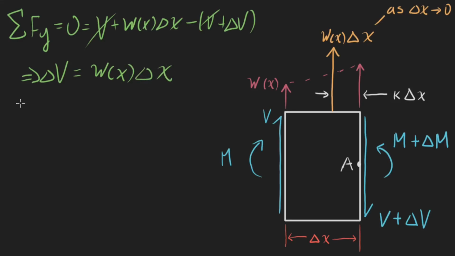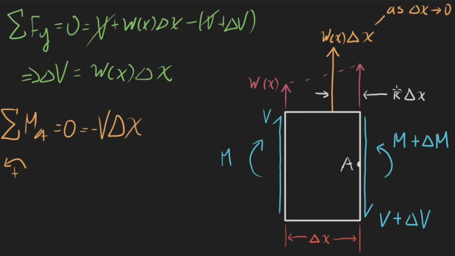And now I'm going to do the sum of the moments about point A right here, giving us sum of M_A equals 0. So for my shear force, it's going in the clockwise direction, which we're going to call negative. We'll call this direction positive for summing our moments. In the clockwise direction, which is negative in this case, we have delta x times the shear force. We'll have a negative V delta x, and now we'll also have a negative k delta x times w of x delta x. So minus w of x delta x times our k delta x.